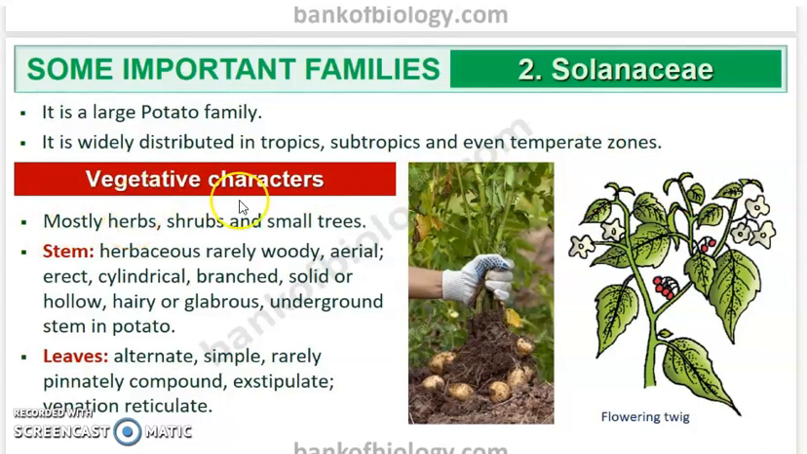Now let us see about the vegetative characters. So we have learnt about the distribution or the habitats where they are found. Let us see about the vegetative characters.